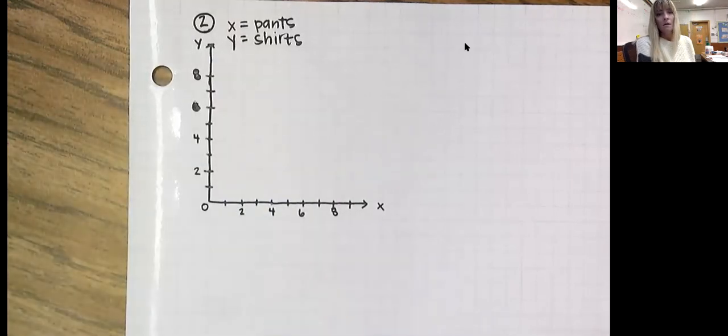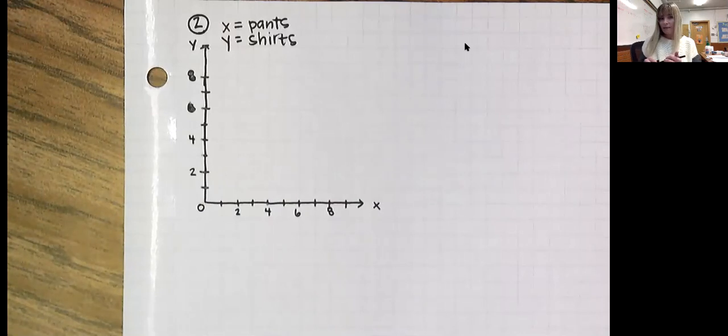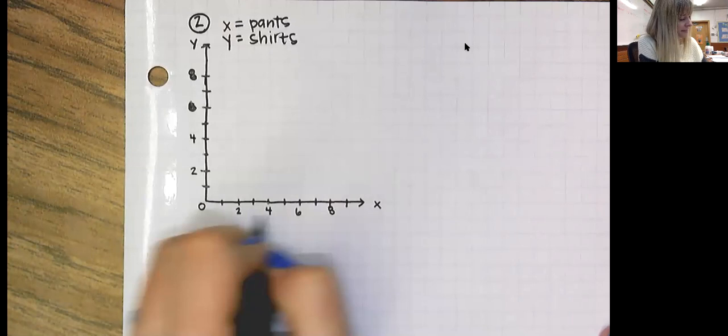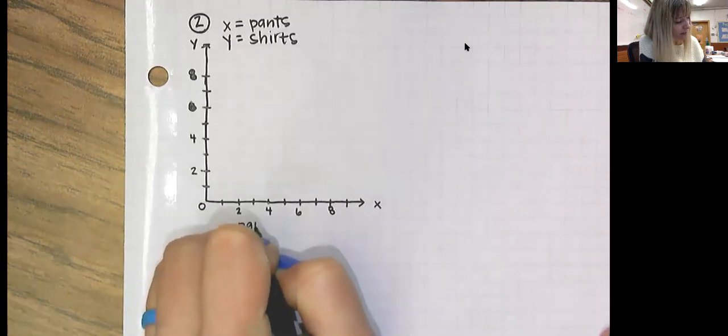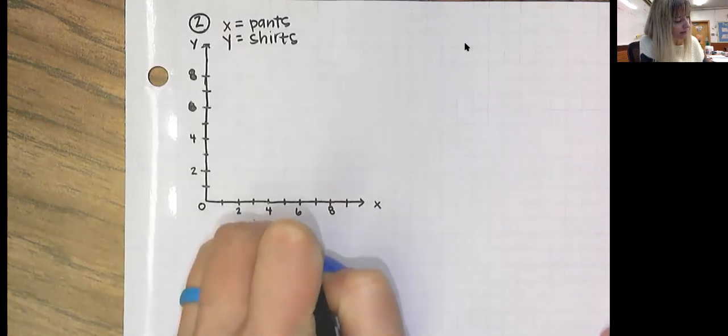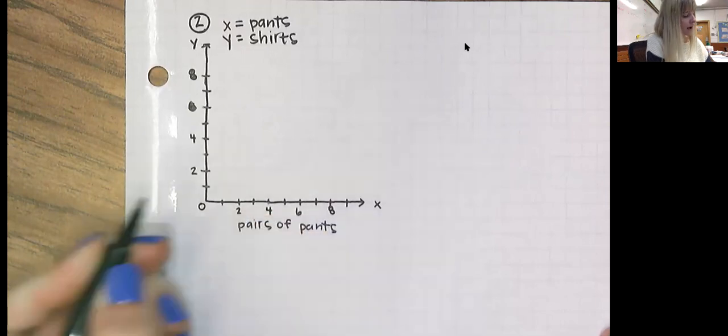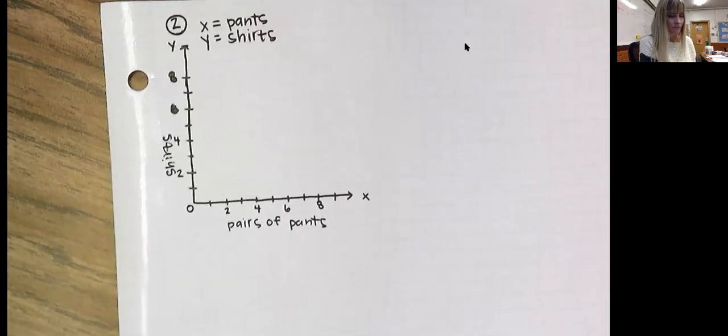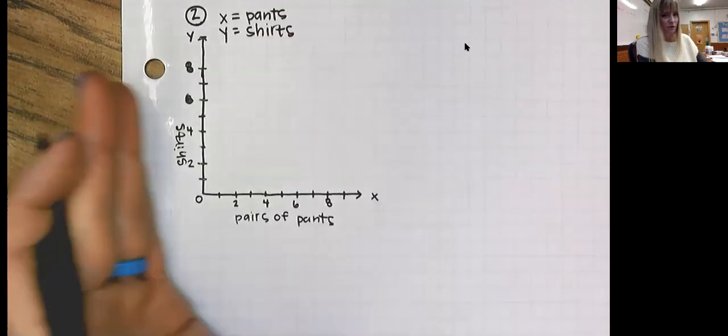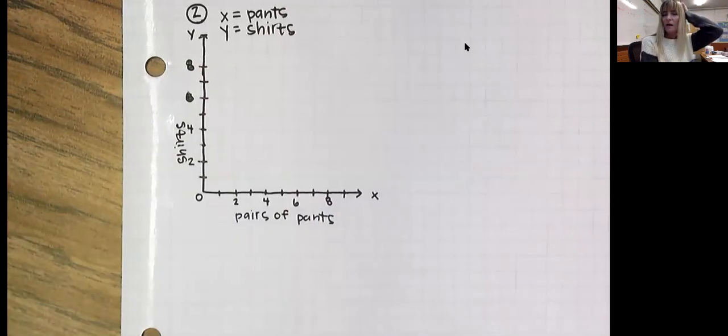Okay? So now I'm ready to take that information. Oh, just kidding. I'm not really ready. I actually need something else on this graph. The x-axis is pairs of pants. And the y-axis is shirts. A good graph has everything labeled. Now that I remembered that, I might have shifted that over a box on my next graph so that I have enough space to label it.